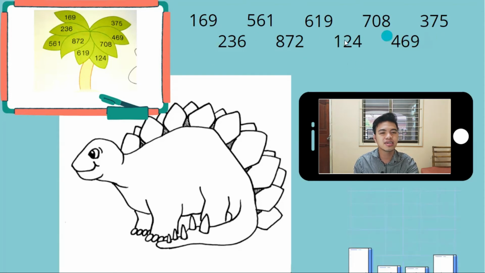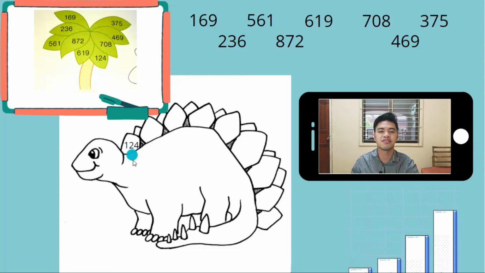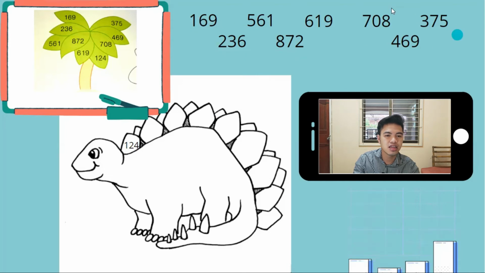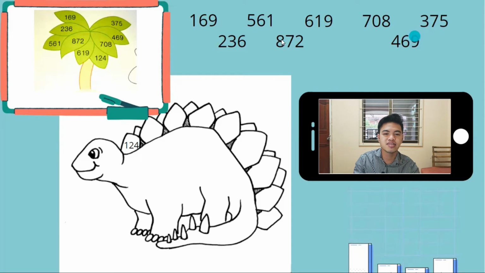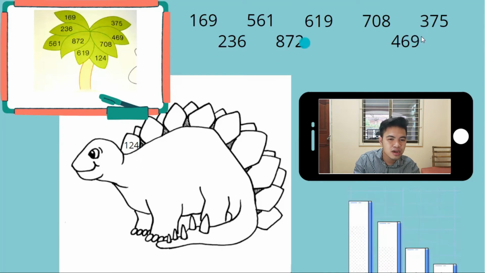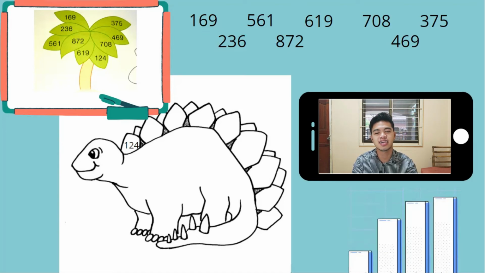I think the smallest number is 124. So let's put 124 into the leftmost part of the Stegosaurus. Okay, we wrote it already, 124. Now let's go again and look at the numbers. Which is the smallest? Which is the next smallest number? What is the answer? The answer is 169. So we're going to write 169 here.